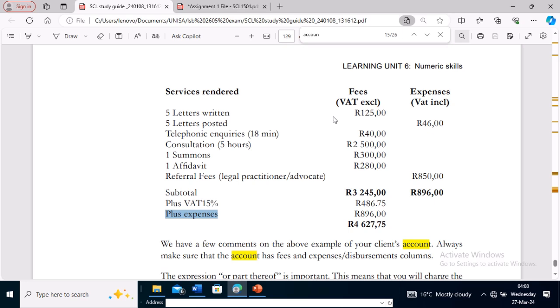And then on the last part, we have expenses. It says that VAT is included. Which means that in these ones, you have to include VAT individually, because the service rendered here was not done in the same organization. They had to go to the post office, they had to go to the medical practitioner, they had to go to a lawyer. This is how they separate these things. And then let's start with the calculations.